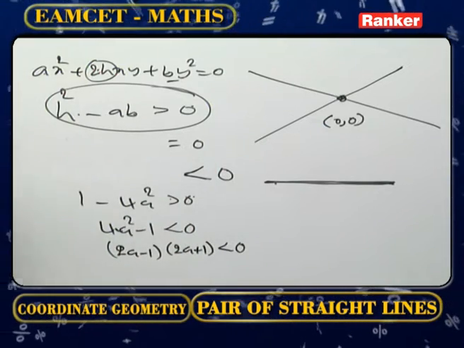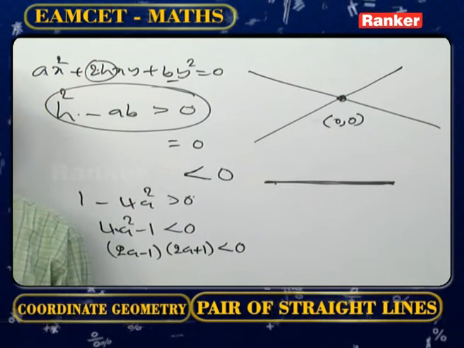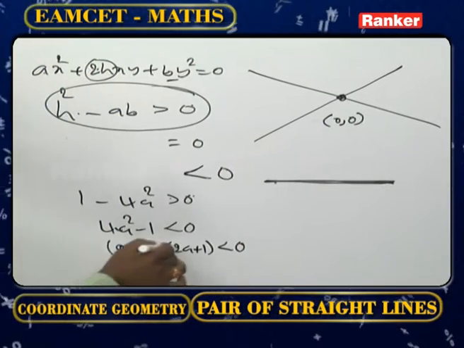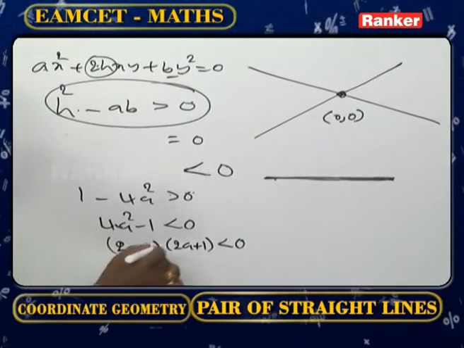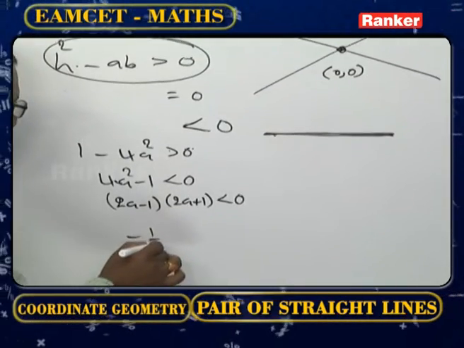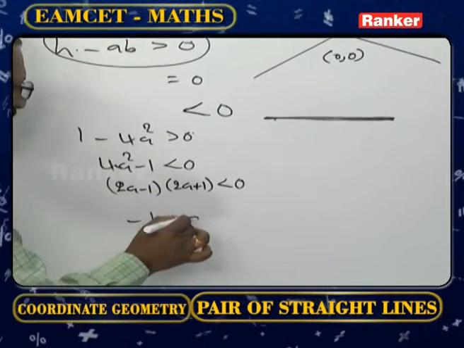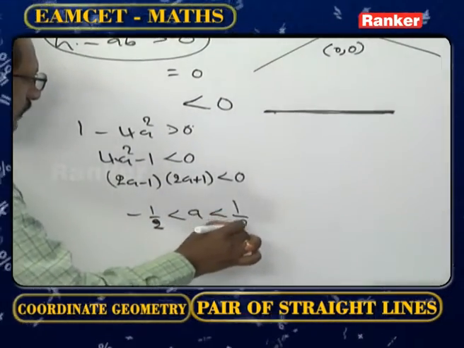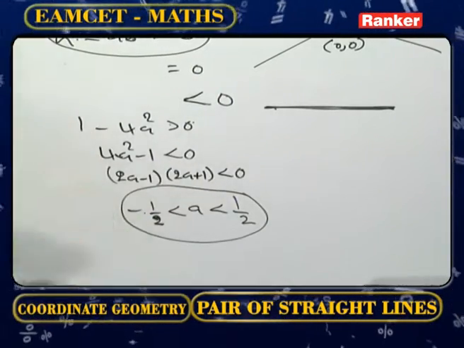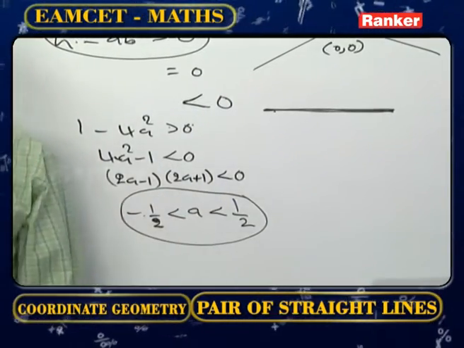Now, if (x minus alpha) into (x minus beta) is less than 0, the value of x must lie between alpha and beta. Now, here the value of a lies between minus 1 by 2 and 1 by 2, or minus 1 by 2 less than a less than 1 by 2.